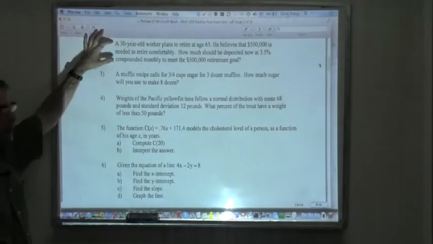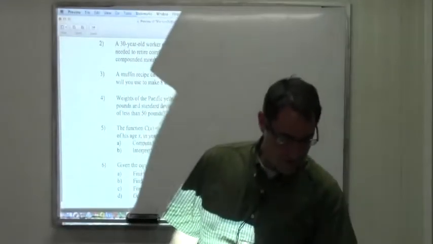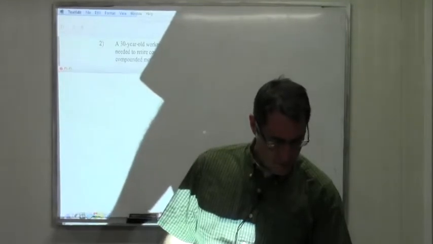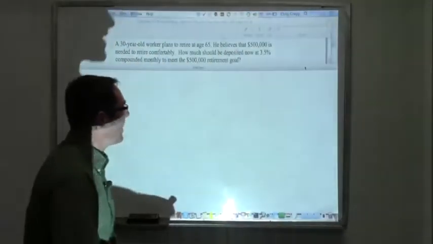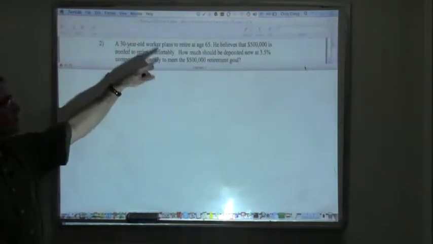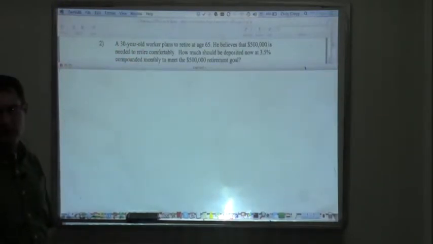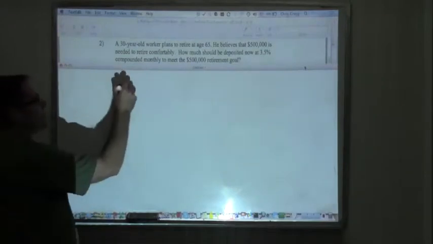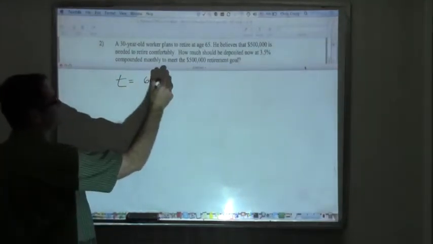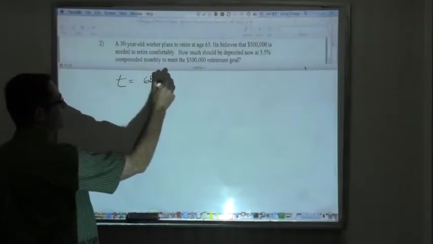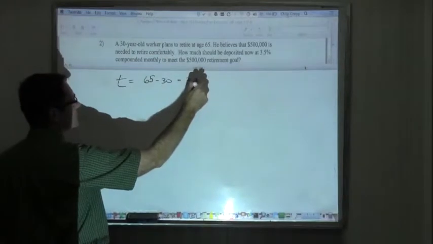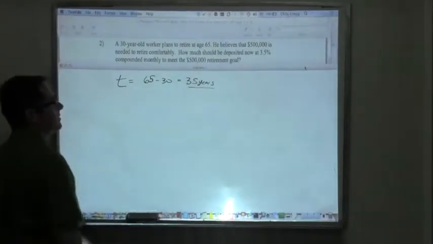A 30-year-old worker plans to retire at age 65. This was just on the test, right? This is a good question, because first of all, you can't just use 30 or 65 in the equation, can you? What's t going to be equal to in this case? It's going to be 65 minus 30, which is equal to 35 years. Right? 35 years.